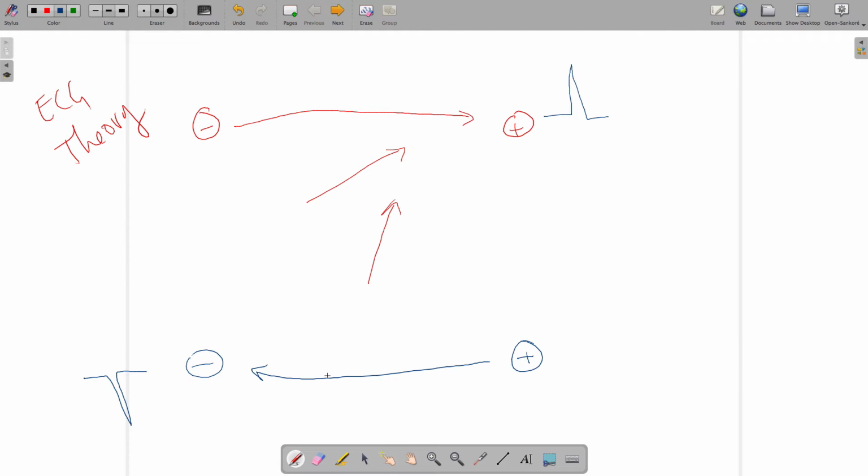So anytime you look at an EKG, if you see a positive deflection, and it doesn't matter the shape of the deflection, it can look like this, it can look like this, it doesn't really matter, as long as it's above neutral, meaning the isoelectric line, as long as it's in a positive direction, we're going to say that electricity moved in the direction of a positive electrode.